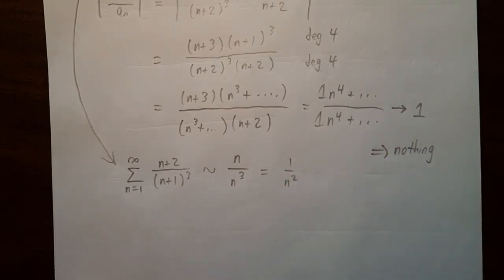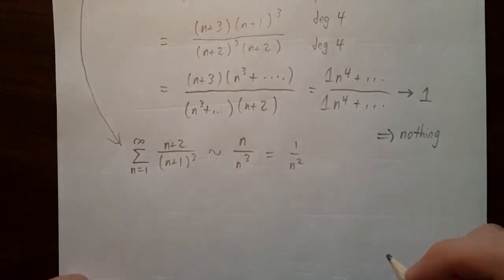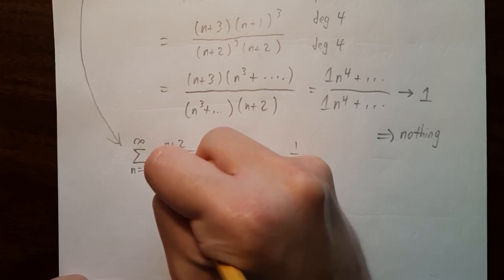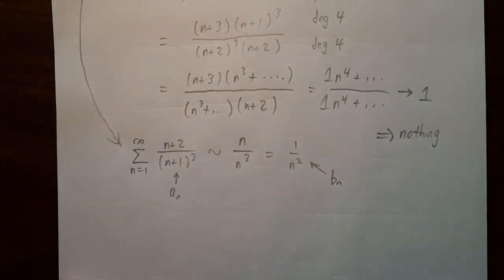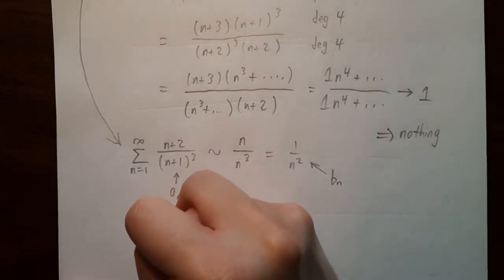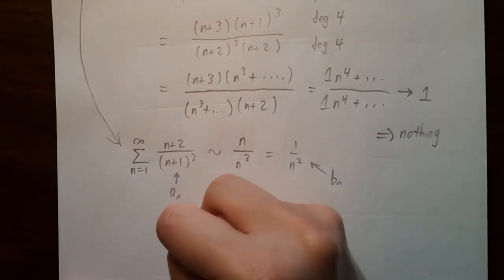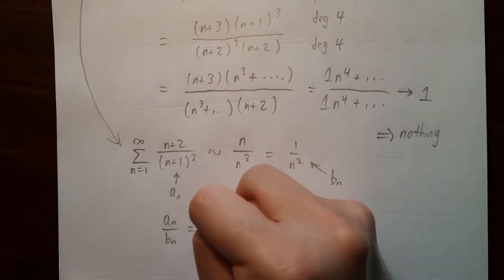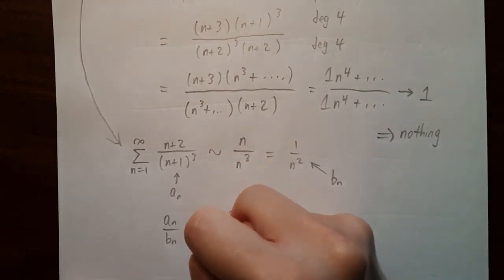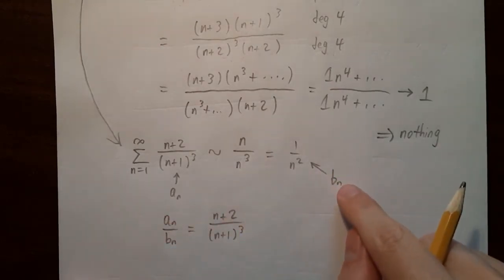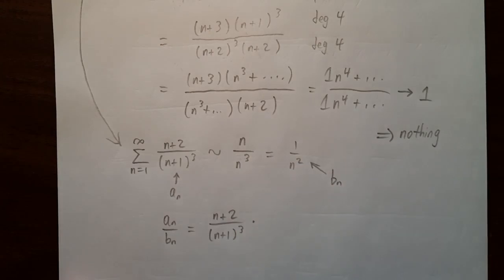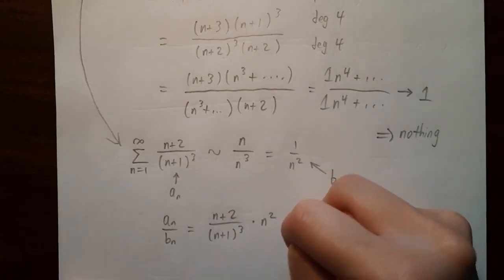But limit comparison should work, right? So if I take a look at this using the limit comparison test, what do I need to do? So this is my a sub n, and I'm going to call this my b sub n. And so the limit comparison test tells me I need to take the ratio of a sub n over b sub n, which in this case will be n plus 2 divided by n plus 1 cubed as my a sub n, and then I divide by this thing, which is the same as multiplying by the reciprocal, so multiply by n squared, and see what we get.